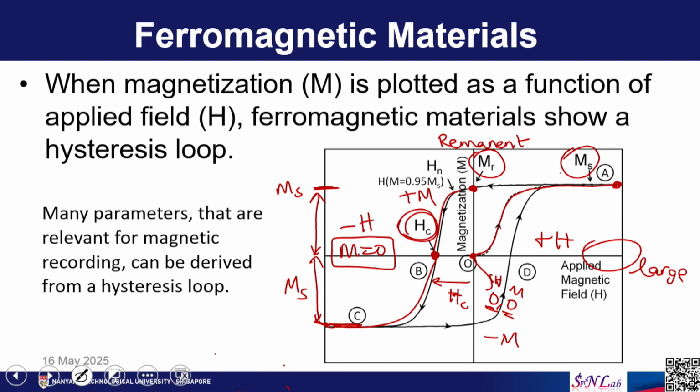So, in some fields, for example magnetic recording, we also have another field called the nucleation field. At this field, the magnetization is actually 95% of the saturation magnetization. This may not be that important, but these three are very commonly used terminologies. MS, MR and coercivity are important.